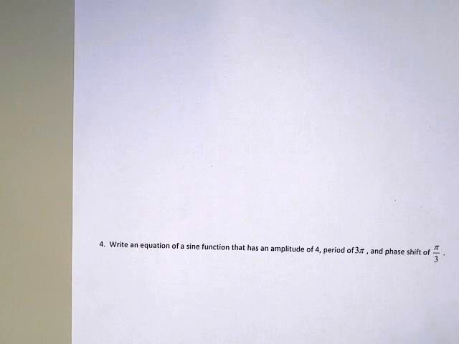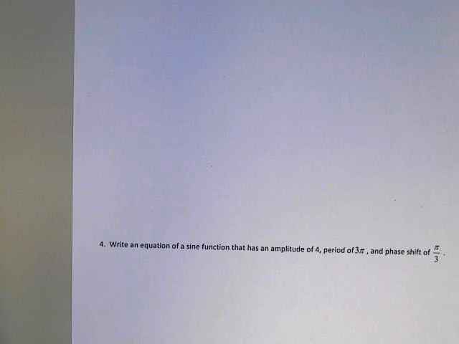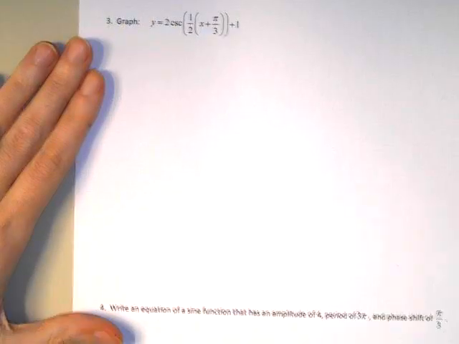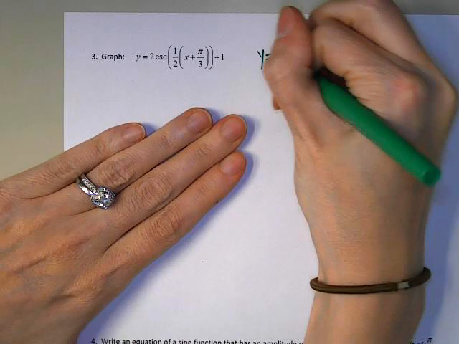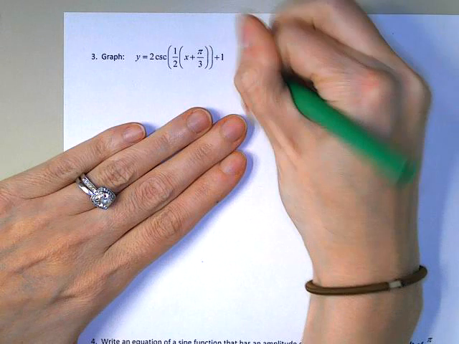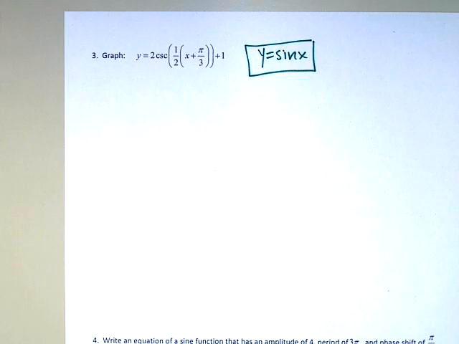All right, moving on to number 3. So this is a cosecant. Oh my gosh, does this one look crazy? We can do it, guys. Now remember, if it's cosecant, I would start by graphing sine. Just normal. Let's just get the normal sine 5 key points down.